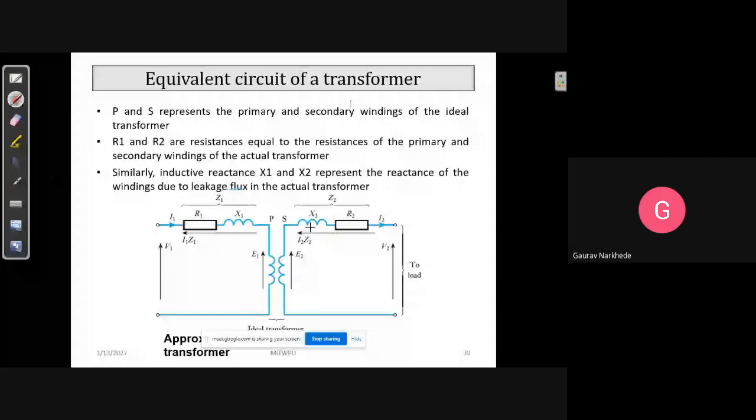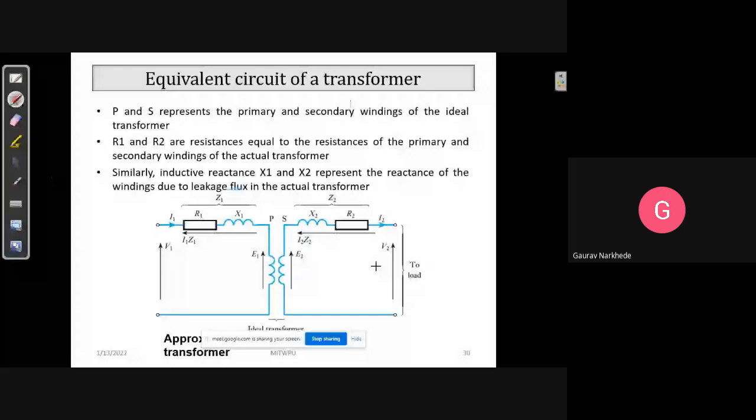Of course this is the primary side, so what will be on the primary side? I1 will be the input current, V1 the input voltage, I2 the output current, and V2 the output voltage. Understood? So any transformer, if you want to represent it by a circuit, you can do it like this.